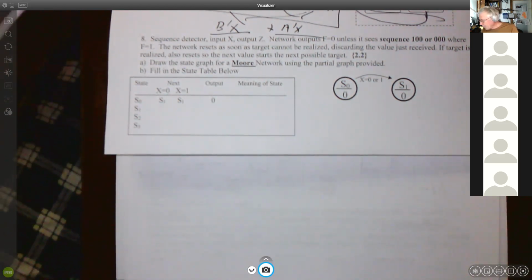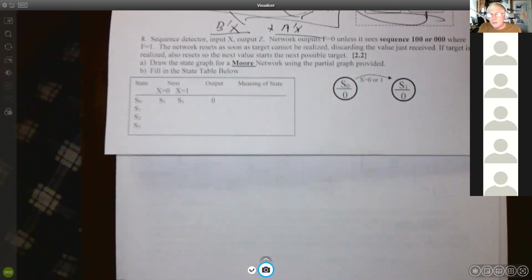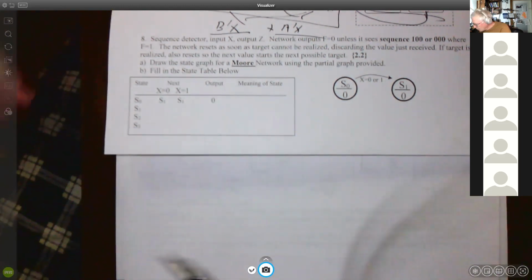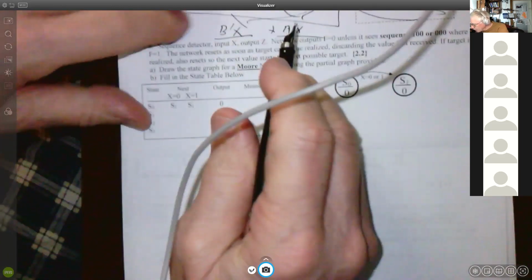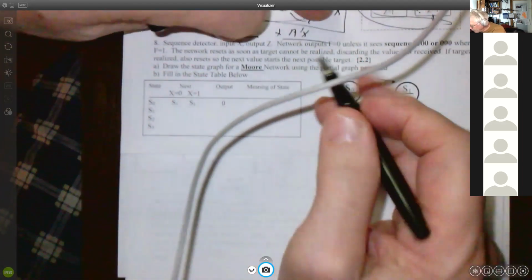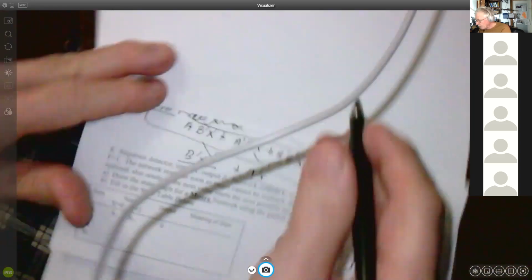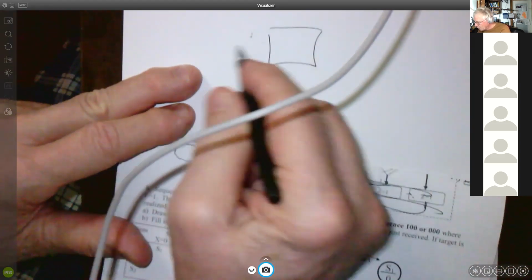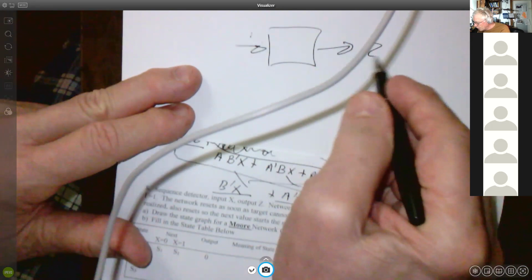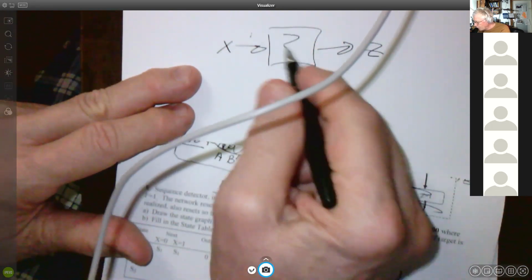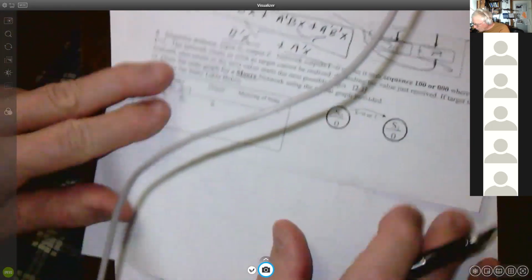All right, okay, let me finish this one. So everybody can see this one here. A sequence detector with input X and an output Z. We've just got a standard deal where we have a black box. We have X going in and Z coming out. And here's our network we're going to design.